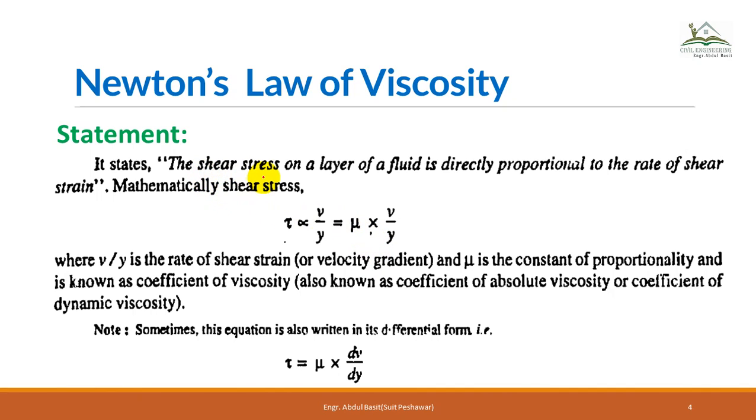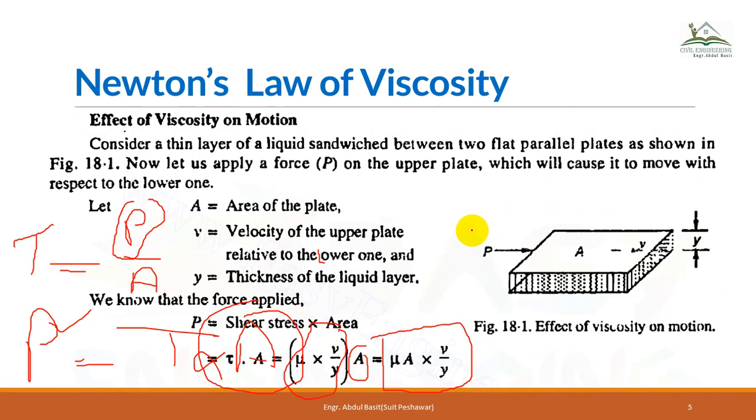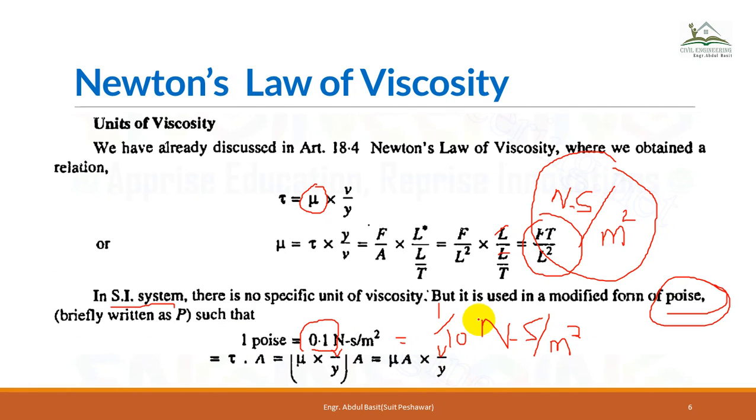So if you apply more shear force, there will be more shear strain. In other words, for a more area, more shear force will be required. For more velocity, more shear force will be required. But for the distance apart, if it is more as compared to the other liquid, then you will get less shear force over here, as this is inverse proportionality.